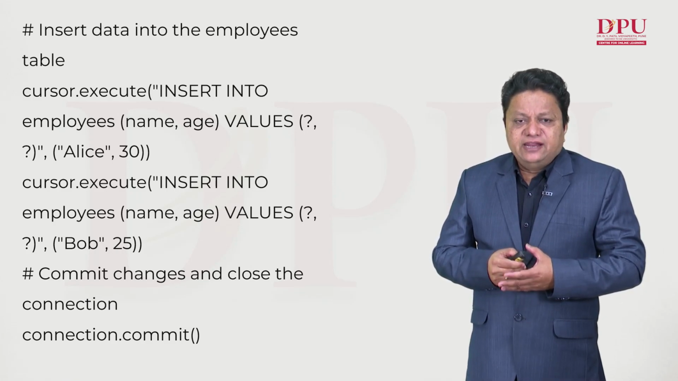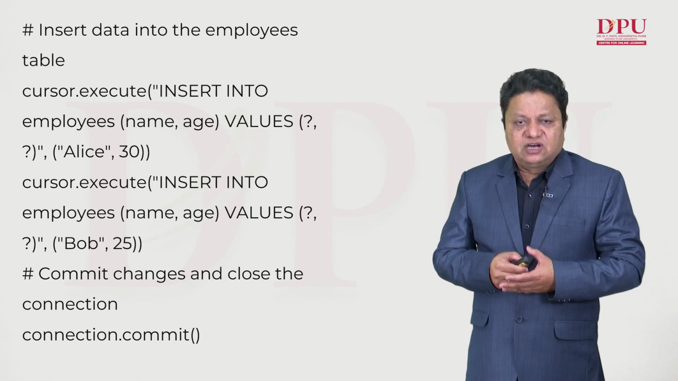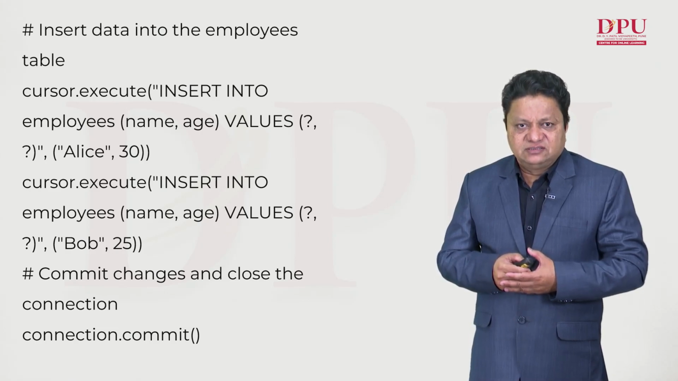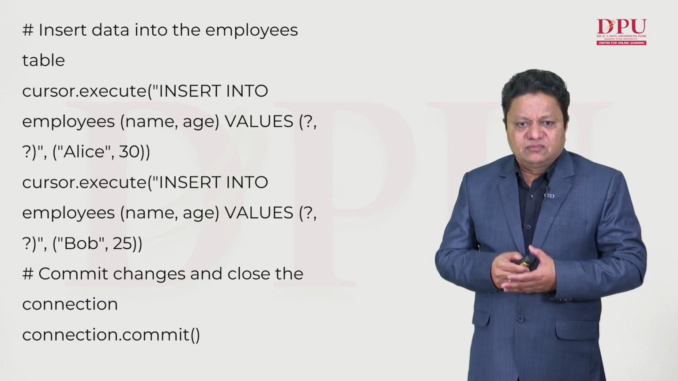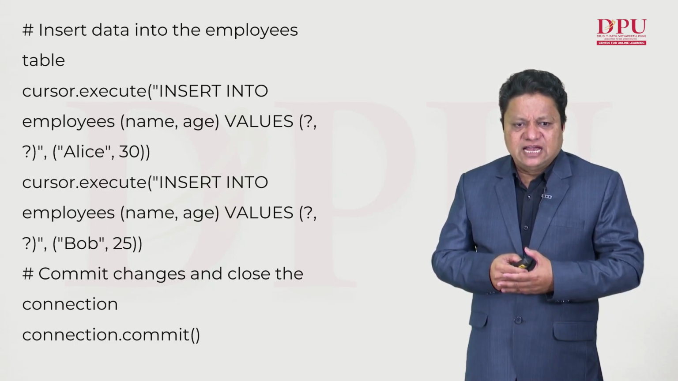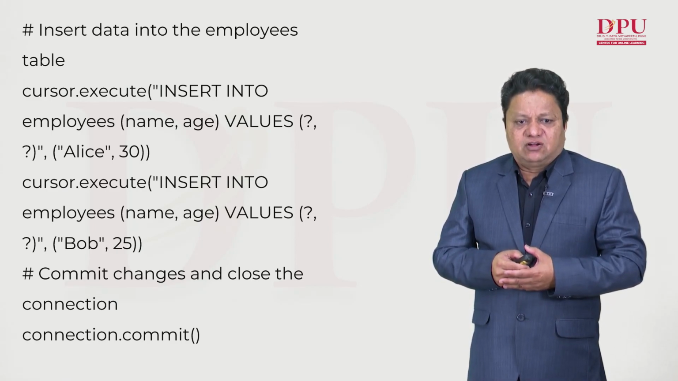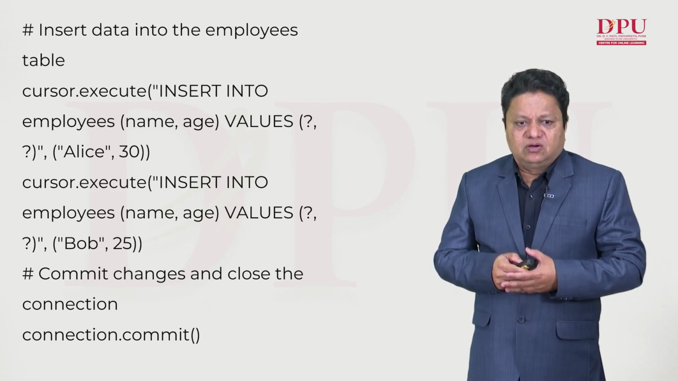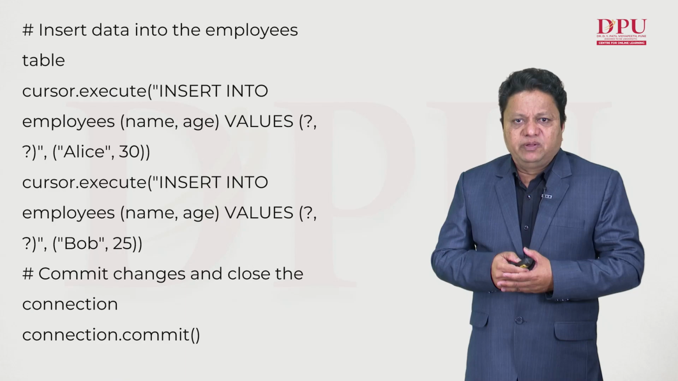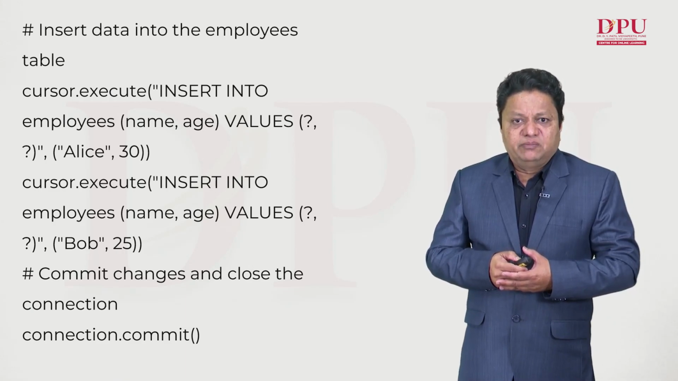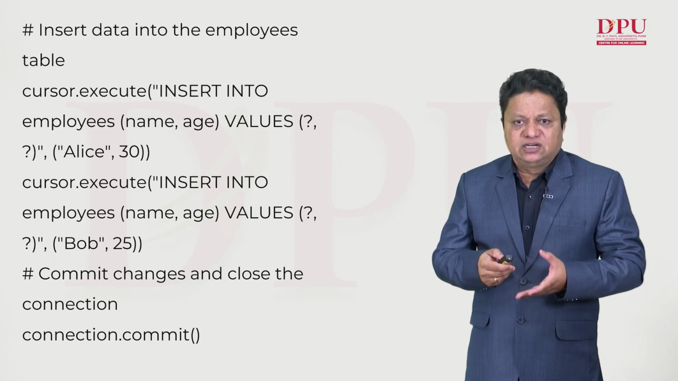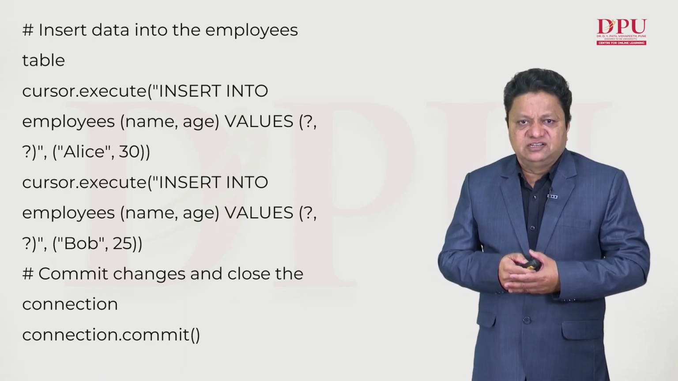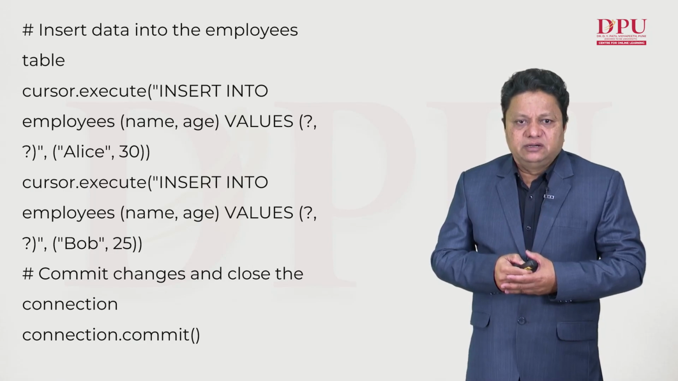Next, I can insert one more row: cursor.execute, insert into employees, attributes name and age, values as Bob and 25. After inserting the record, if you want to make these changes permanent, you need to call the commit method on the connection object, otherwise the changes that you have done will not be permanent. So, here I have to call the commit method on the connection object. So, connection.commit will make all the changes permanent in my database.